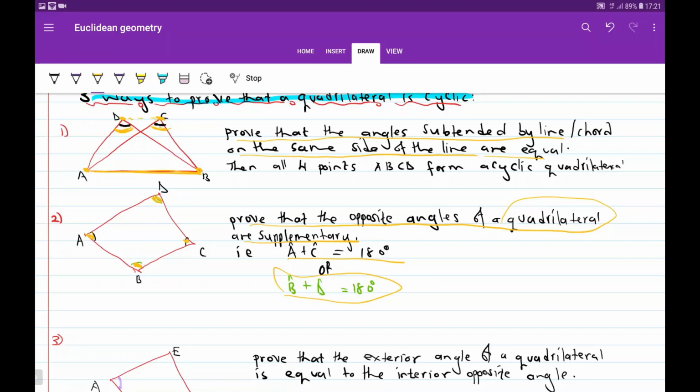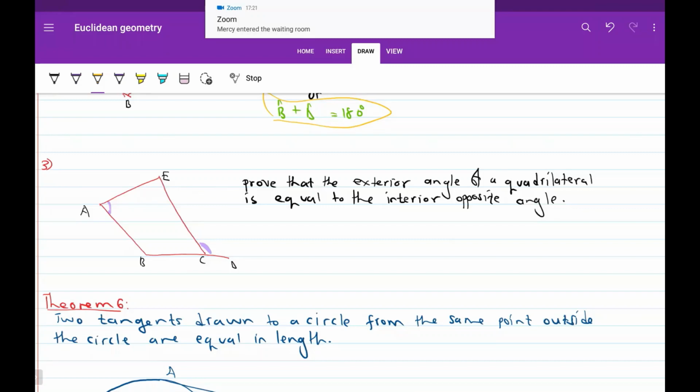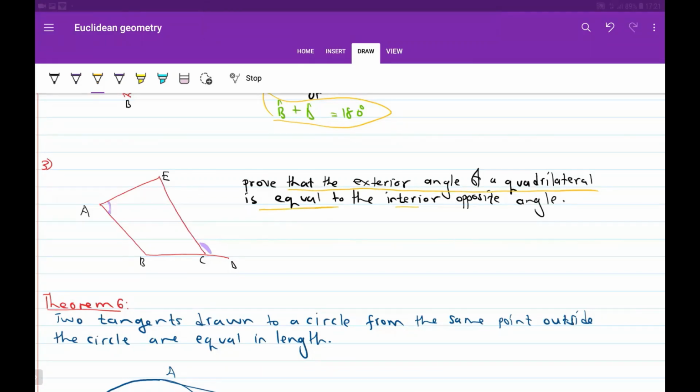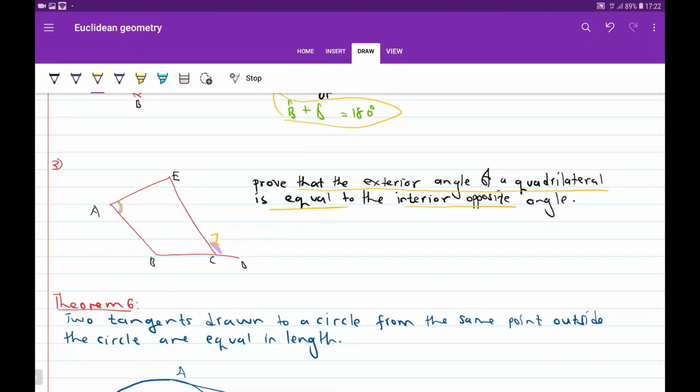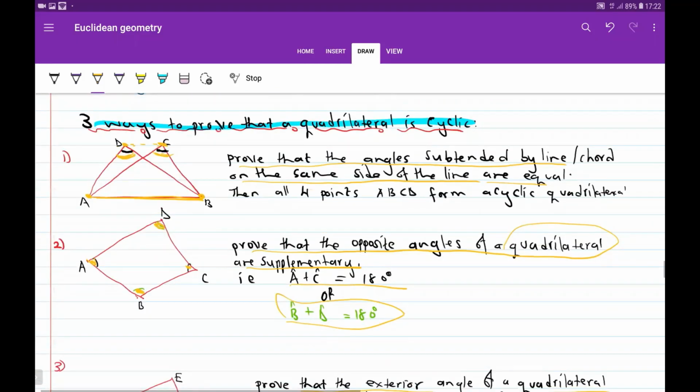Then approach number 3 is about the exterior angle. You have to prove that the exterior angle of a quadrilateral is equal to the interior opposite. So you have to prove that our angle C1 here is actually equal to angle A. So those are the 3 ways you should always look out for when you're asked to prove that a particular quadrilateral is indeed cyclic.